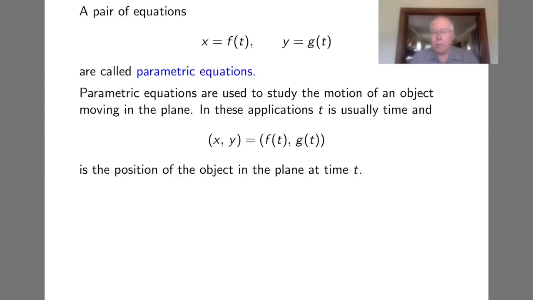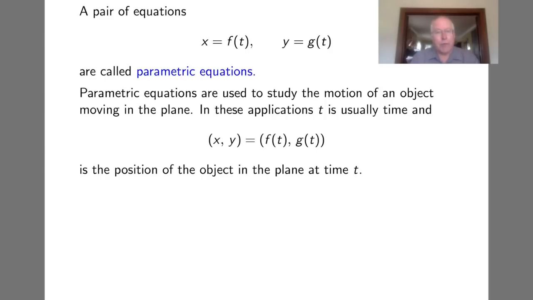Parametric equations are often used to study the motion of an object moving in a plane or, in the next calculus course, 3 dimensions. In these applications, t is often time, and then we can think of the ordered pair x comma y, or f of t, g of t, as giving the position of an object in the plane at time t. Parametric equations are very, very useful methods of representing curves in the plane or in space.